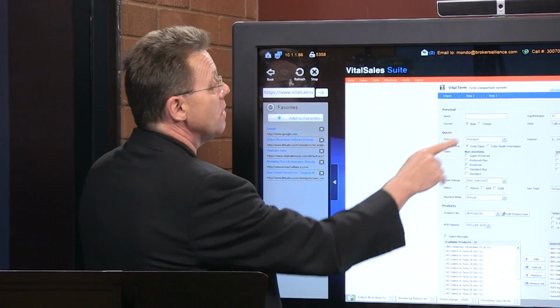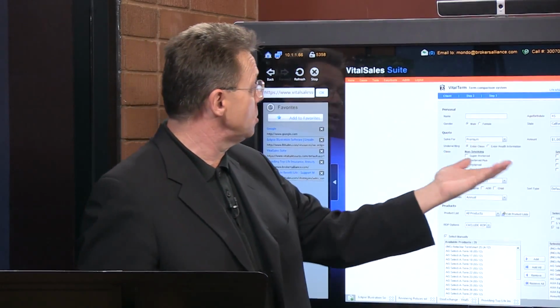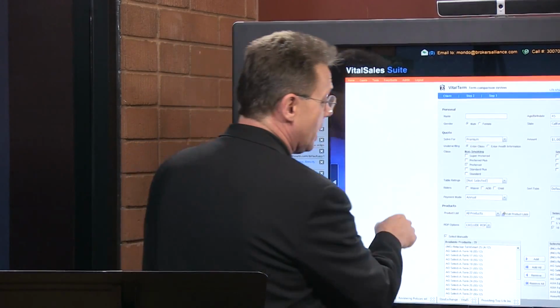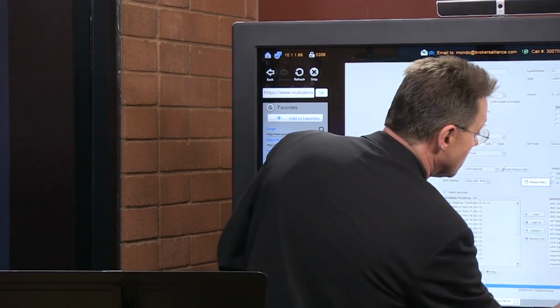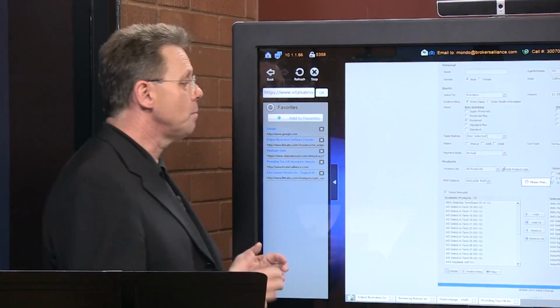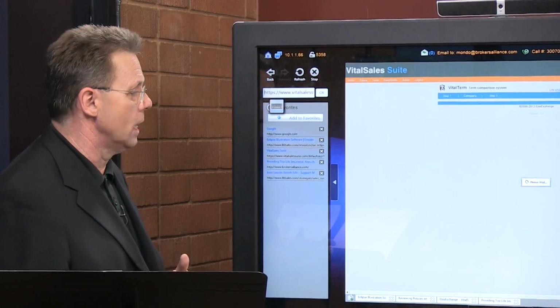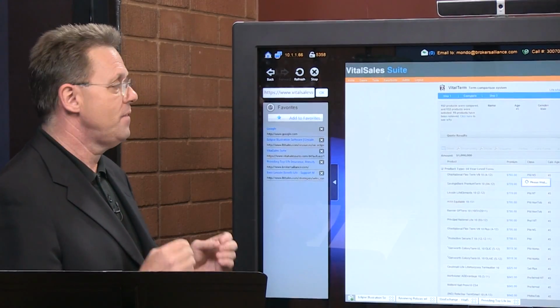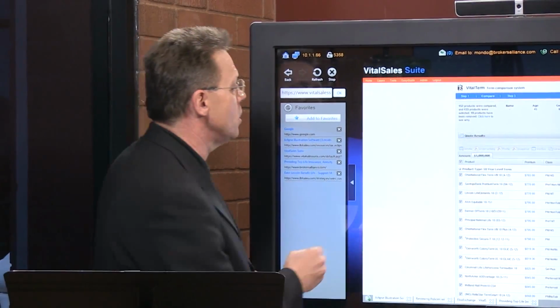So I'm using, again, a 45-year-old male, $1 million worth at the preferred non-smoker, and this time I'd like to look at all the possibilities. And so what the computer is going to do now is calculate all the carriers that play in the 10, 15, 20, and 30-year spot.